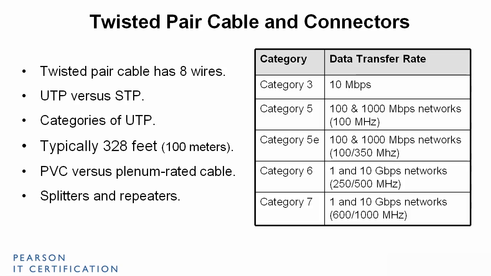So splitters and repeaters. But know that twisted pair cable has 8 wires. Understand the difference between UTP and STP. Know the different categories of UTP, and be especially familiar with Category 5E and Category 6, because those are the most common you'll see as of the recording of this video, and probably for several years to come. Know that it can be run 328 feet or 100 meters, and understand what plenum rated and low smoke cable is, and know about splitters and repeaters. So that's what you need to know for the A+ objectives. You can get really in depth with this, but that's the basics for twisted pair cable. So that's the end of this sub lesson.